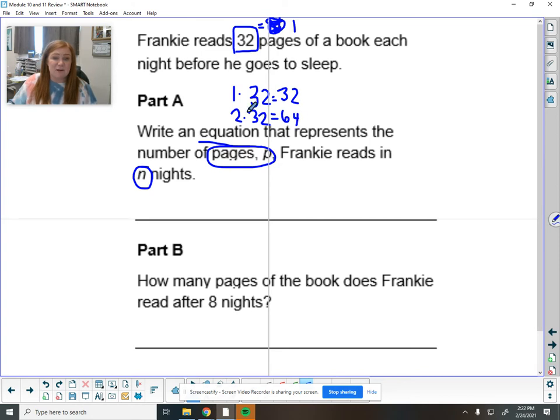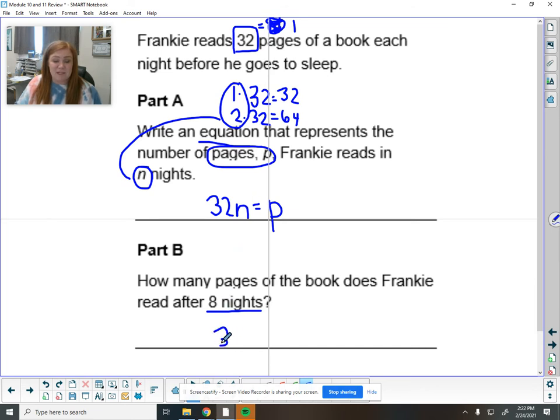So 32 is our constant. That stays the same. 32, and we're going to multiply by the nights, which is n. 32n is the best way to write that, equals the total number of pages, p. Now we can use this equation to see how many pages Frankie read after 8 nights. So we want to plug this in where n is. 32 times 8 will give us p. So go ahead and pause and try that problem there.